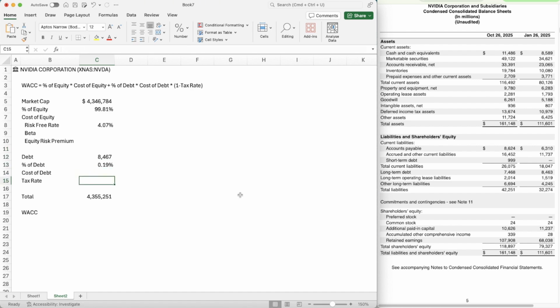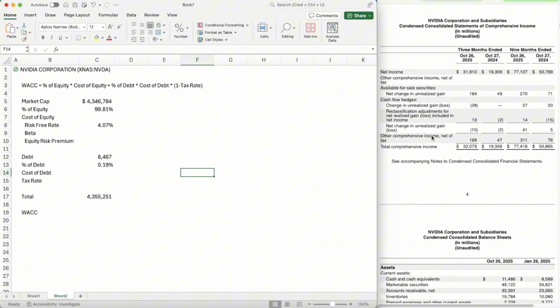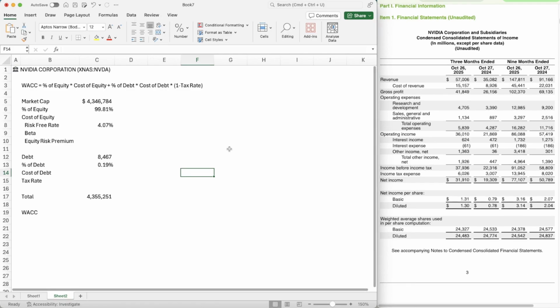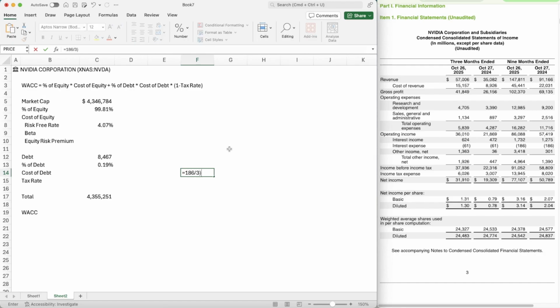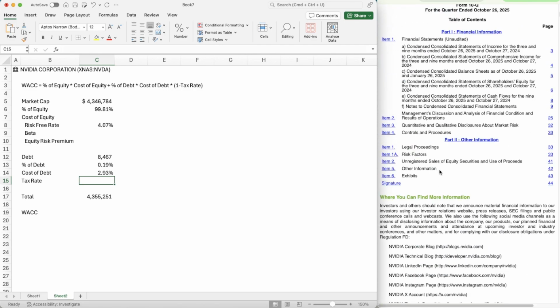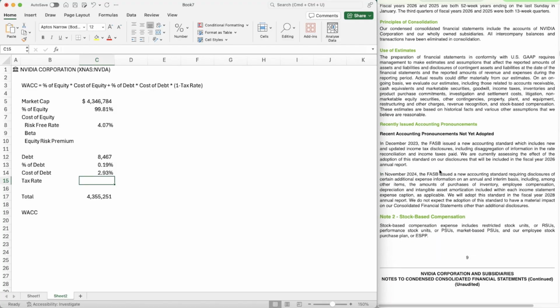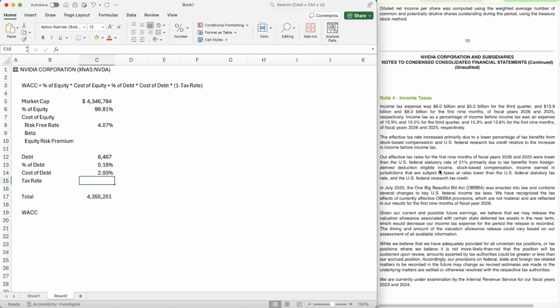The tax rate, cost of debt, you can find, where's its interest? We look at this interest expense. So we'll just do 186 divided by 3 multiplied by 4 to give us a full year amount, 248. We go 248 divided by our debt. It's about a 3% interest, 3% cost of debt, sorry. Tax rate was on here somewhere. Taxes.